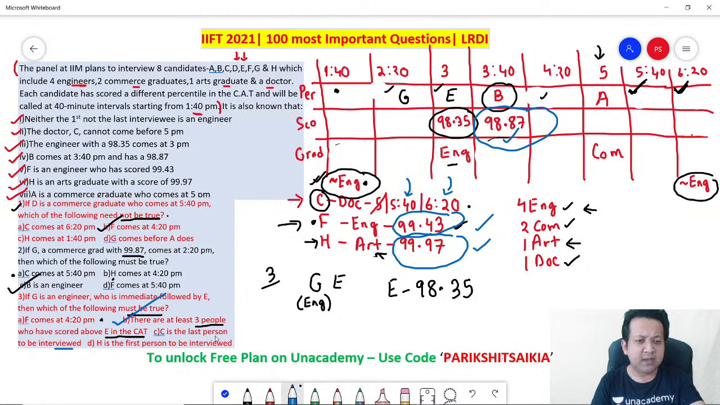What about option D? H is the first person to be interviewed. Is it necessary? No. Why? Remember, H need not necessarily be the first person. He can also be the last person. Remember, even the last person is not an engineer. So H can also be the last person. So only option B is always true. Got it? Okay. So answer is option B for the third one.